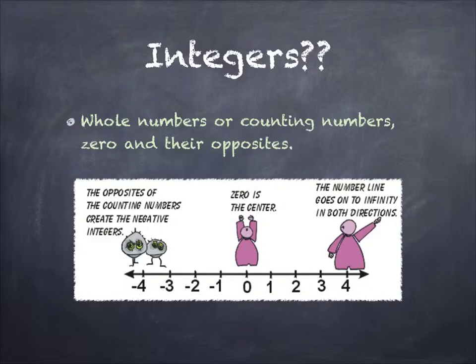So, what is an integer? You probably remember from last year, an integer is a whole number, or as we also call them, counting numbers. So 1, 2, 3, 4, 5, 6, and so on, 0, and their opposites.